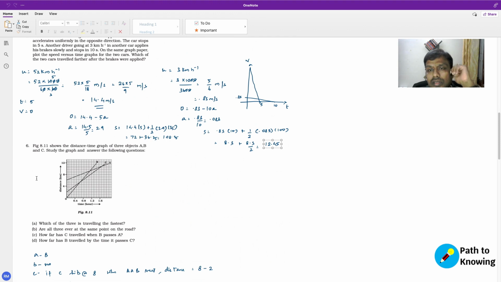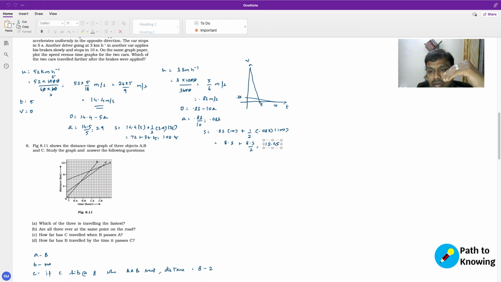So the sixth question is find the figure. This figure shows the distance time graph of three objects A, B, and C. Study the graph and answer the following questions. Right. So this is a distance time graph, which means that for every unit time, this captures the distance that the car covered in that unit time, and looks like each of the cars travels at a certain speed, and that's why the slope of the line is different, right?